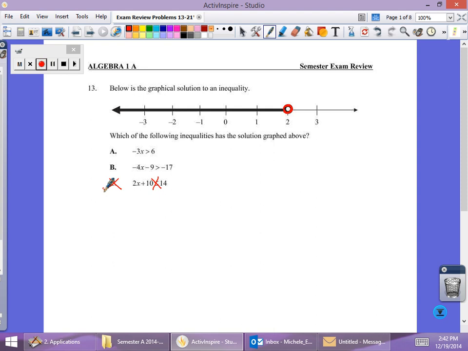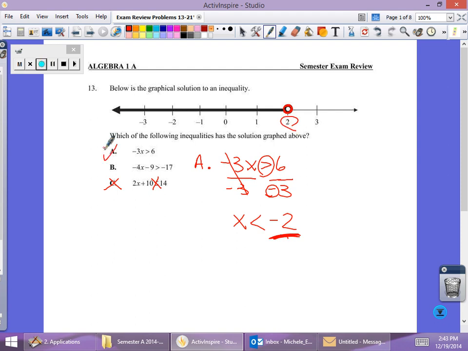So now I need to check choice A and B and see which one would have the solution that is graphed. So if I start with A, to solve this I would divide both sides by -3. The -3's cancel. I get X. 6 divided by -3 is -2. But because I divided by a negative, I'm going to switch the inequality around and it is going to become less than. Well, this does not look like my answer because although it is less than, which is the correct direction, it's -2 and my graph has a +2. So I know A does not work, so hopefully that means the answer is B, but I'm going to double check.